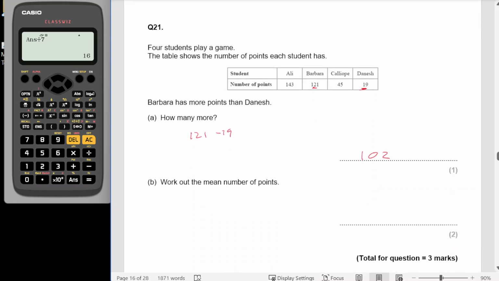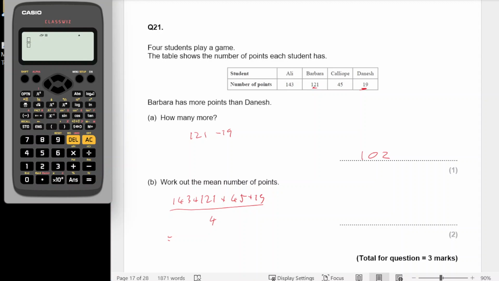Work out the mean number of points. So I'm going to add the 4 together. So 143 plus 121 plus 45 plus 19. And then I need to divide that by the number of players, so divide that by 4. So I'm going to do it just like that. There's nothing wrong with doing it as 2 steps, but my calculator will do all of that work for me. So 45 plus 19, bit of a dodgy 9 there written by me, divided by 4, gives me 82. So the mean is going to be 82.